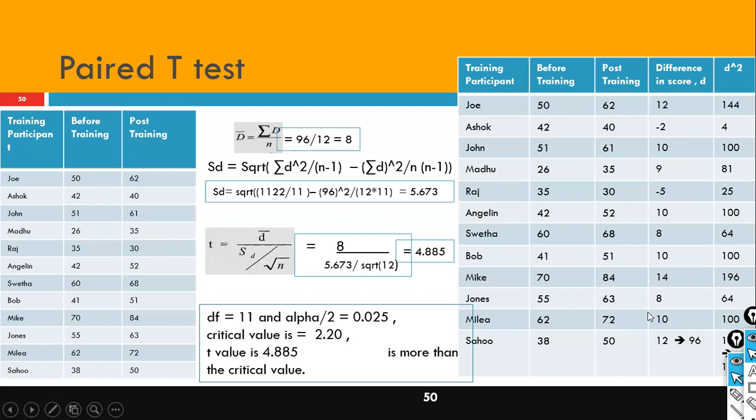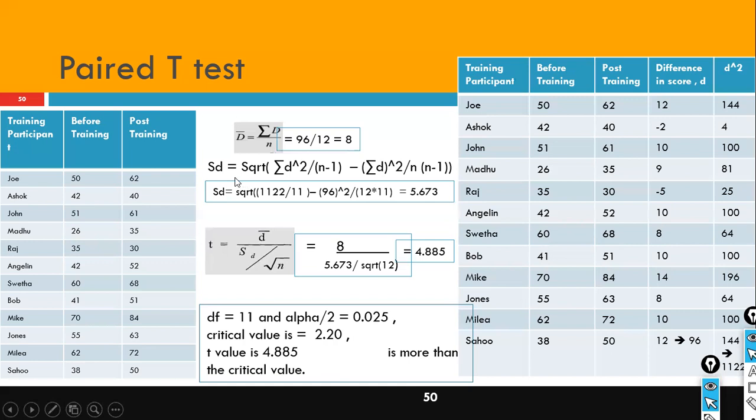That is your numerator, 96, and then the next one is 12. What is the 12? The sample size, 12 employees: 2, 4, 6, 8, 10, 12 employees. The denominator is 12. So you got 96 divided by 12, so D bar is 8.